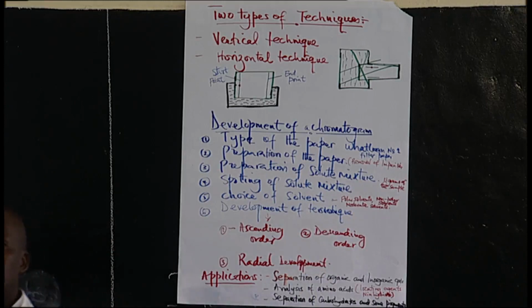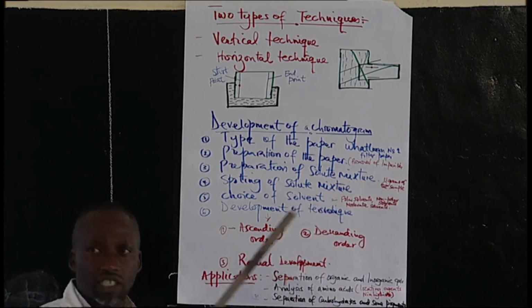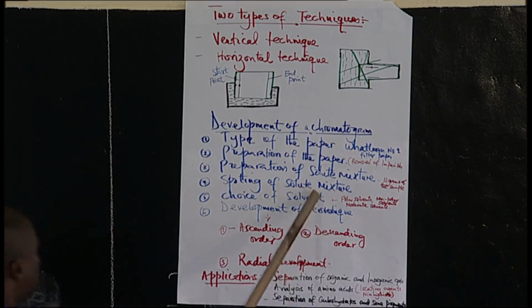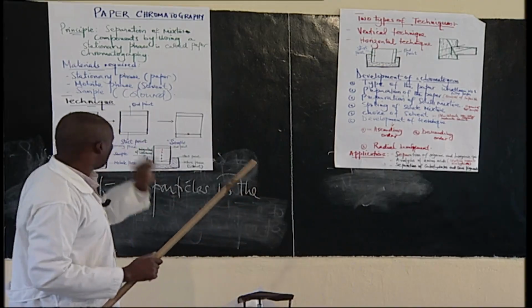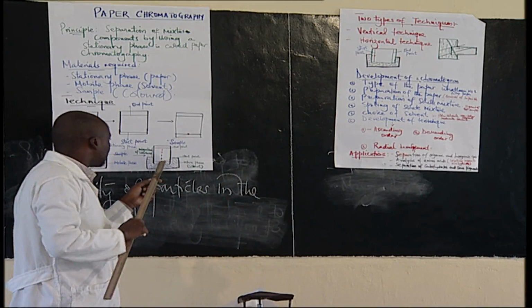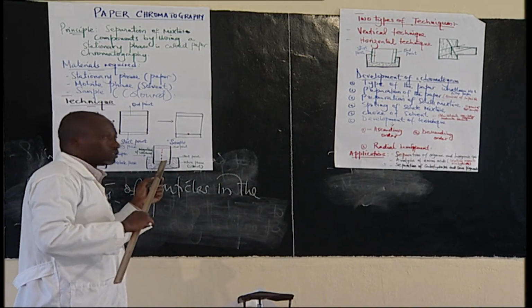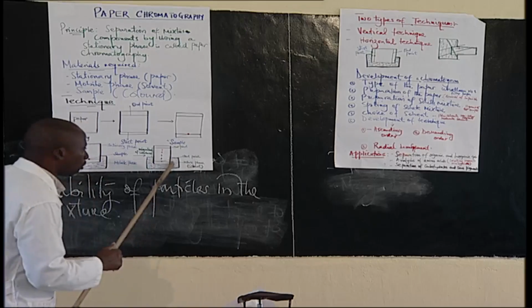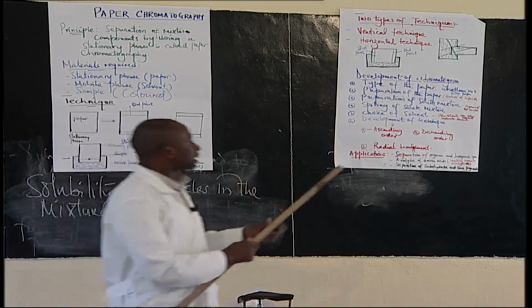Then preparation of the solute mixture. In most cases, the mixture is added in small quantities, micrograms of the sample. Spotting of the solute mixture. So here, this is the spot. So that's where you have to put it. The choice of the solvent to use, that is the mobile phase. So which type of the solvent?